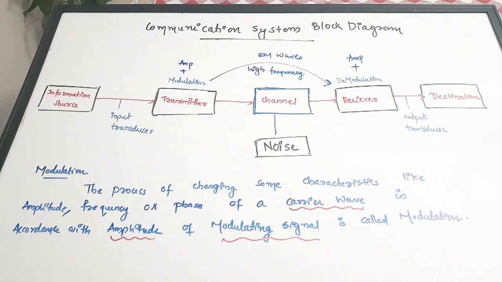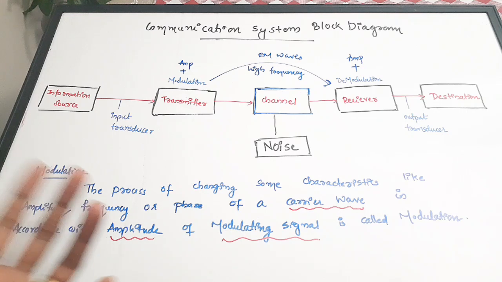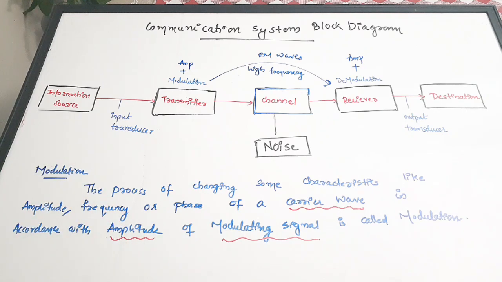Now what is the modulating signal? It is actually our original information signal. So in accordance with the amplitude of our information signal, we are going to vary some property of our high frequency carrier wave, and this variation or changing is called modulation. Okay, so why do we generally go for modulation?